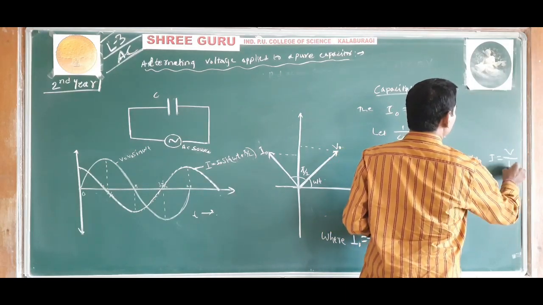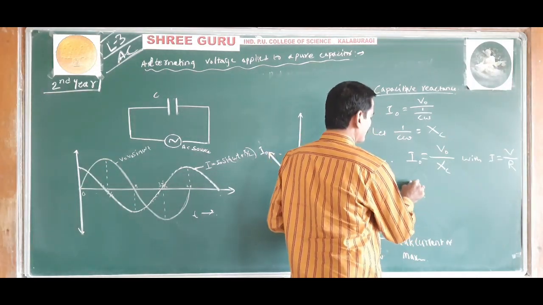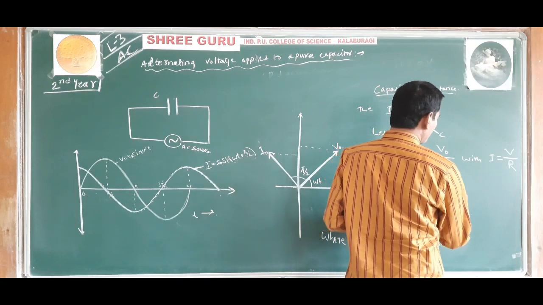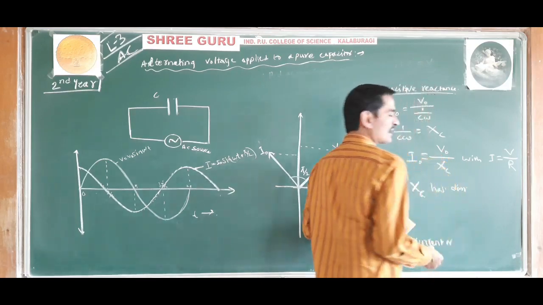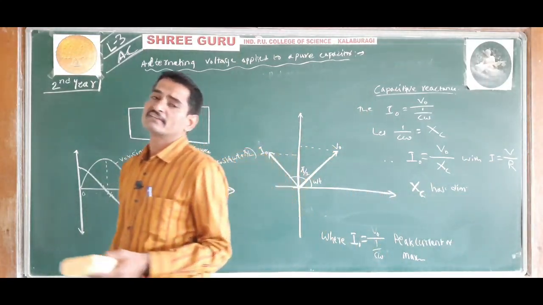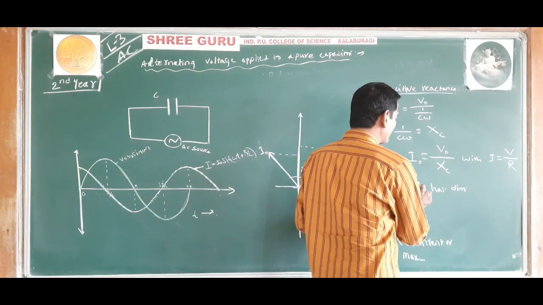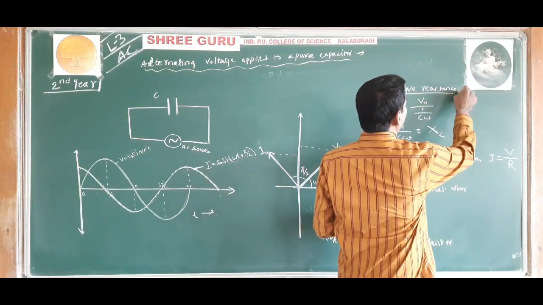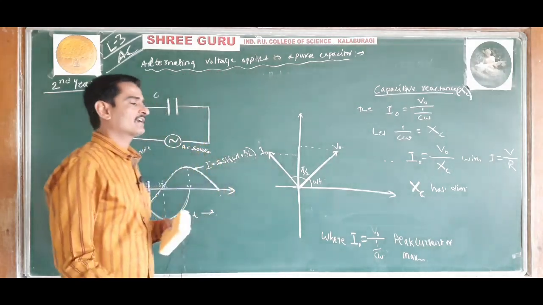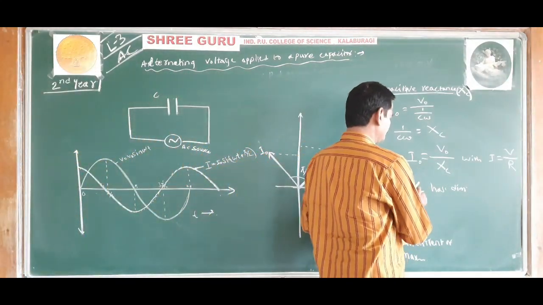Compare this equation with I equal to V divided by R. Then we observe that XC has the same dimension and unit as that of resistance, and this XC is called capacitive reactance. So what is capacitive reactance?